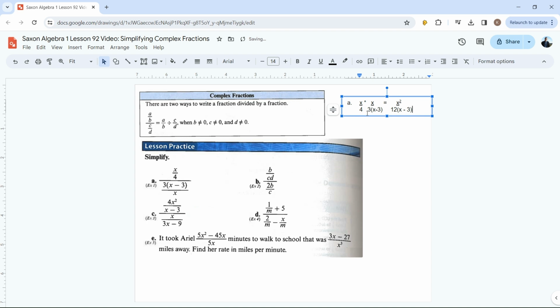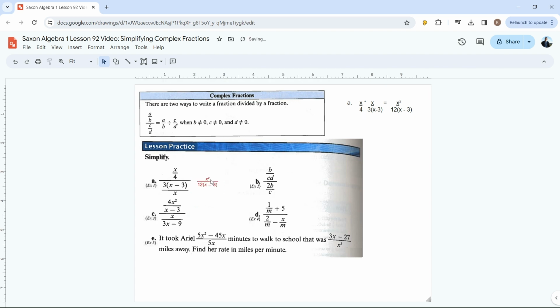There's absolutely nothing that I can factor. You may be tempted to cancel this x on the bottom with one of these x's on top, but remember, the x has to be in every single term for it to actually cancel. And because it's not combined with the 3, I can't pull that x out front and then cancel it off. And I don't have any constants on top, so I can't cancel out any constants on the bottom. I believe this is going to be it. Let's just check. X squared over 12 times x minus 3.